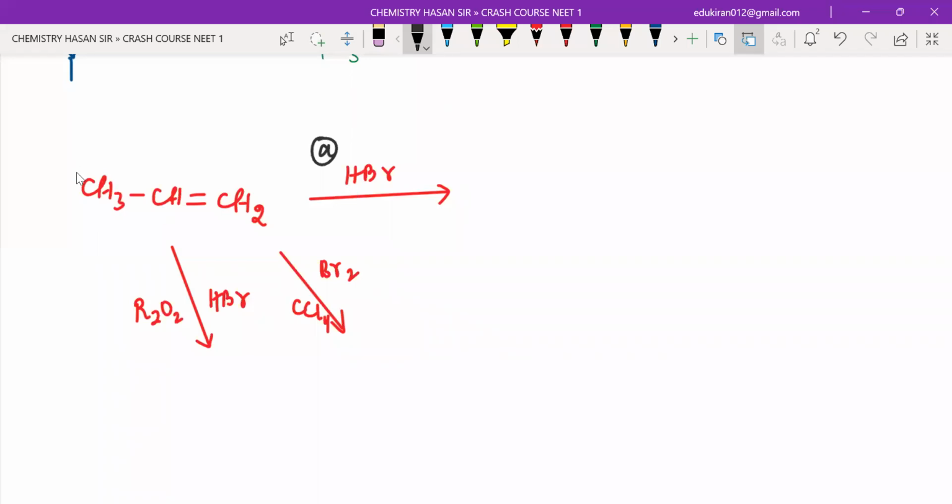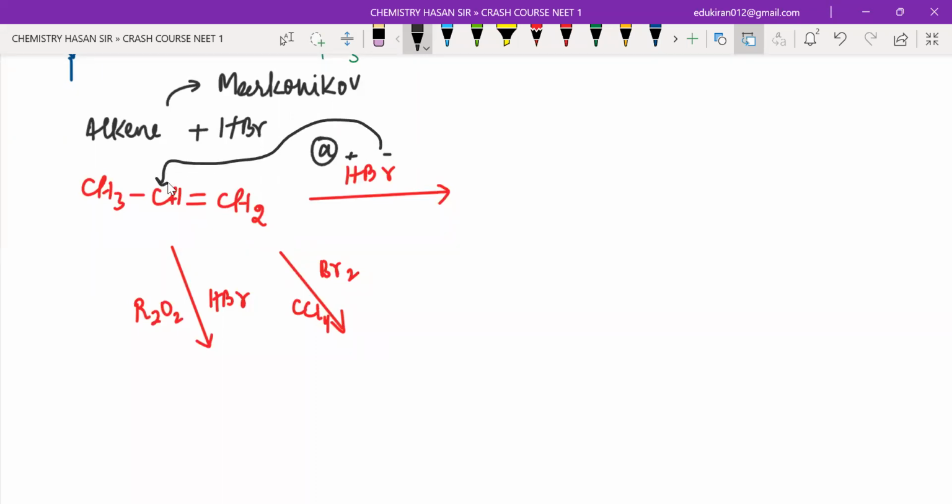First of all, you are going to see this is your alkene, and if you are going to treat this with HBr only, then this is Markovnikov. And what is Markovnikov? The negative part will go to that carbon across the double bond which has the lesser number of hydrogen, and the positive part to the carbon which has the greater number of hydrogen. So the product will be this.